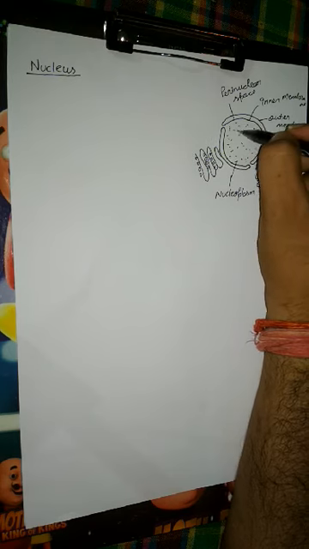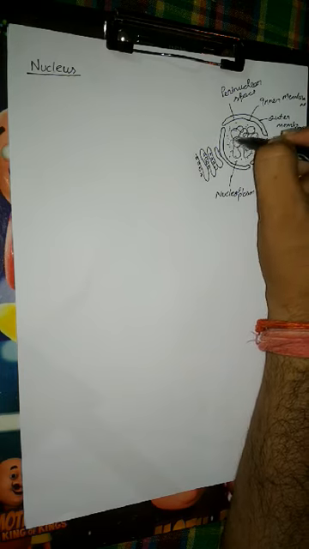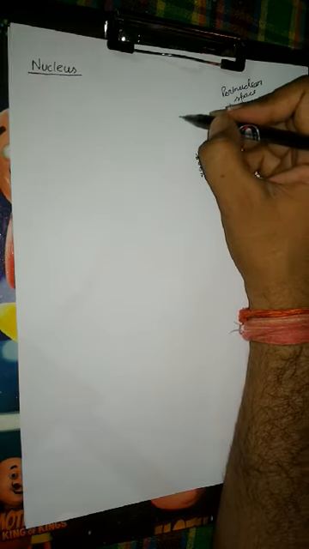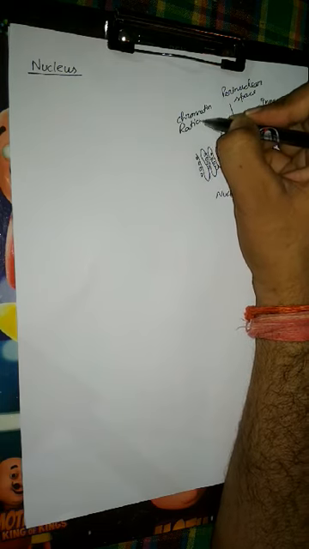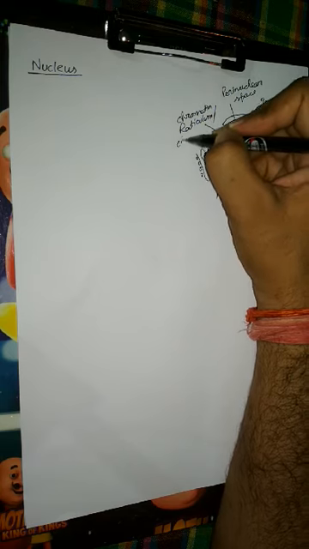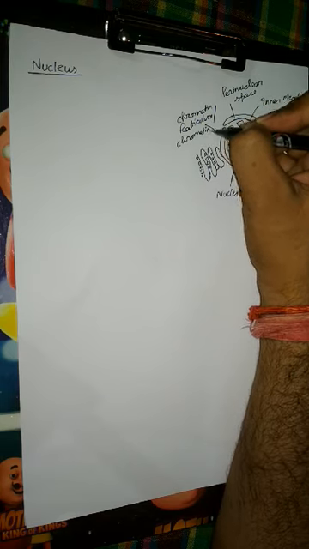So he found that when the nucleus is not dividing, or we can say in the resting stage of the nucleus, inside the nucleus the DNA is present in the form of a thread-like structure. And that thread-like structure is called chromatin reticulum, or we can say chromatin fiber. So this is the chromatin reticulum. Clear?